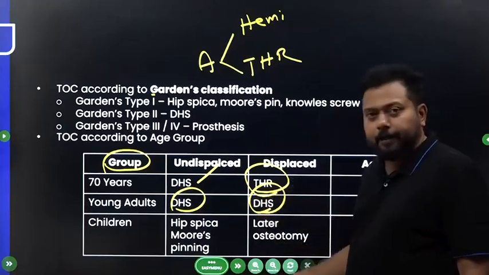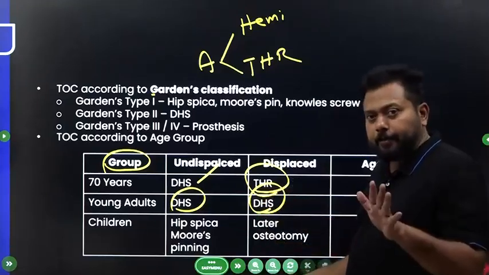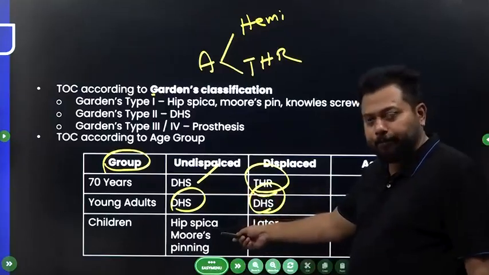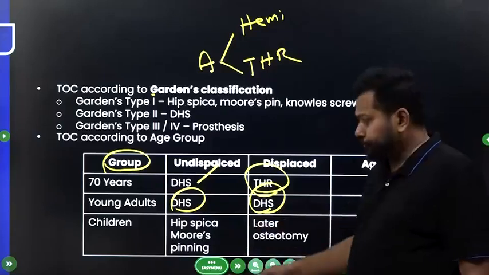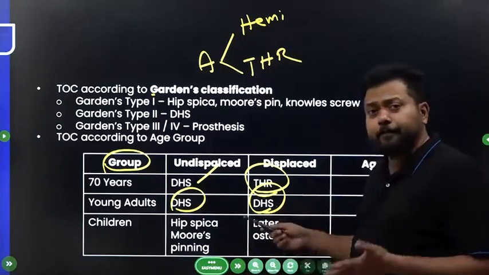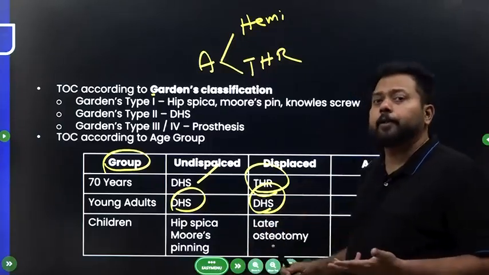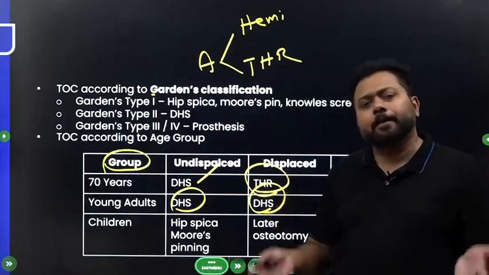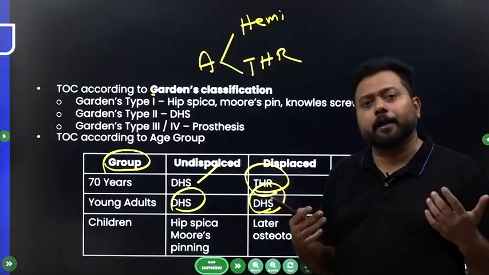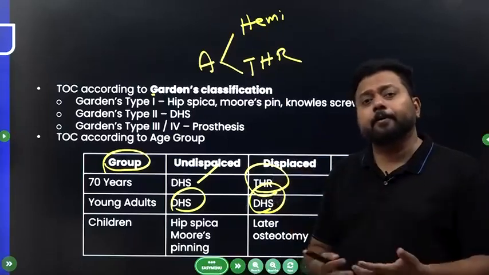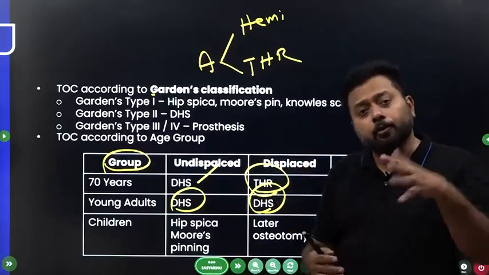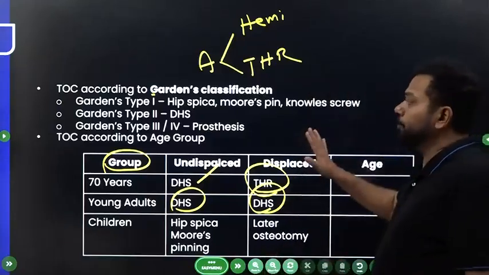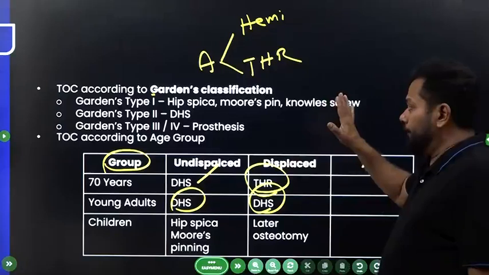If it is a child and undisplaced, again hip spica, conservative, POP, Austin Moore spinning. Even if it is displaced, if it's a child, you cannot do replacement because it's a growing bone. Just allow the child to play and have a natural course till skeletal maturity. After skeletal maturity, once the child becomes an adult, you do a corrective osteotomy later. This is how we should approach a case of fractured neck of femur.